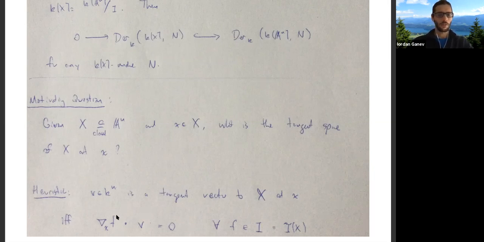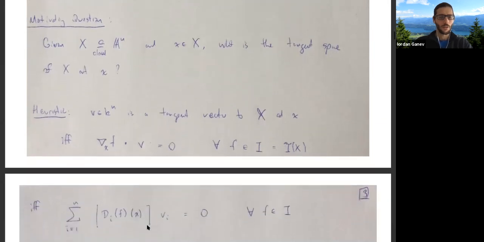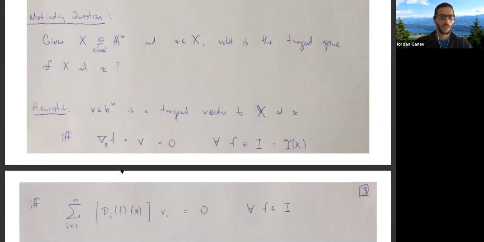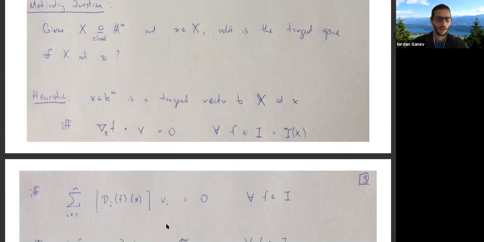Heuristically speaking, this is kind of rough, but it can be made precise, the tangent space is all the vectors that have dot product 0 with the gradient. Okay, so let's expand this equation a little bit. First of all, what's the gradient of f? It's a column vector of all the partial derivatives of f evaluated at our point little x. And v is a vector in k^n with components v_i, and when we take the dot product, we just take the product of these two things.